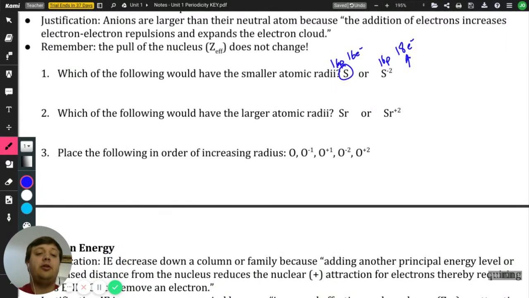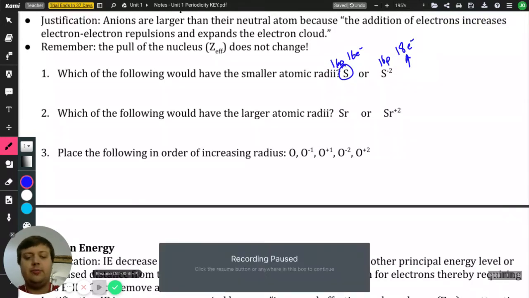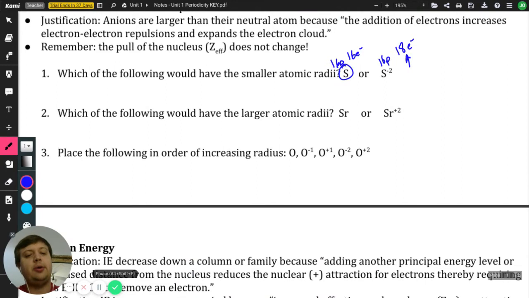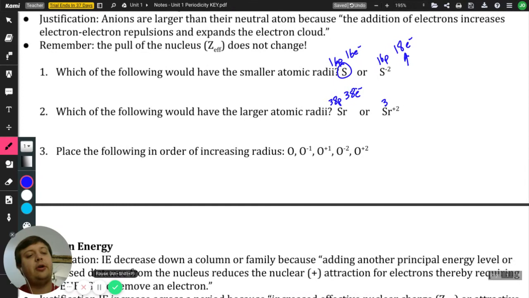Which of the following would have a larger atomic radii? Now, this is, again, we're talking about those ions. So I've got strontium. Strontium is number 38 on the periodic table. So it's got 38 protons and 38 electrons. Strontium with a +2 charge has 38 protons and 36 electrons.